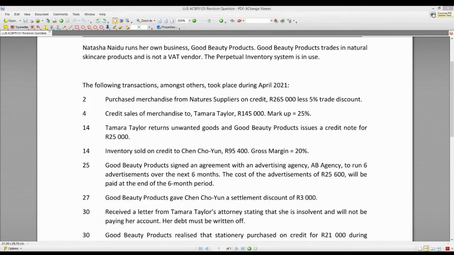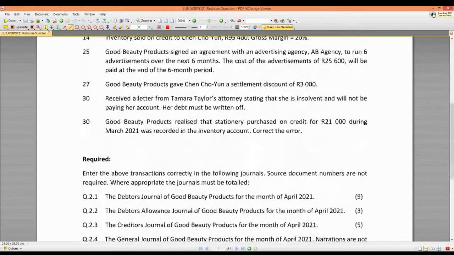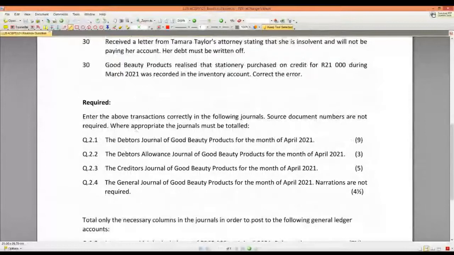Okay, so let's go through the information together and let's see what information they provide to you. Let's start with what we are required to do. They want us to do the debtors journal, the debtors allowance journal, the creditors journal, and then the general journal. So we've got 4 journals that we have to complete.